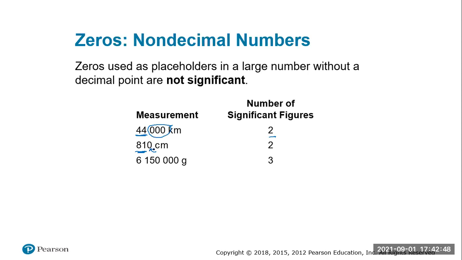not significant. And here, these 3 are significant, these zeros at the end are not significant. And again, they're really just to hold the meaning of the number. They're not really measured. And now, if we were asked what the uncertain digit is, the estimated digit, it would be the 4 in this case, because that's the last significant figure.